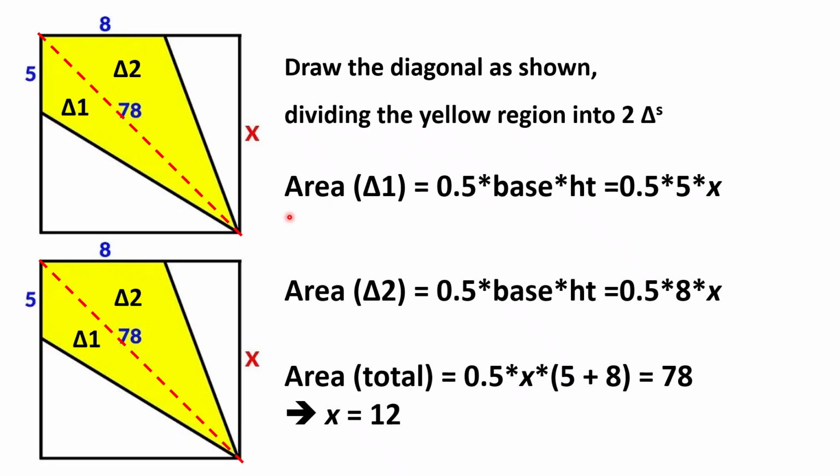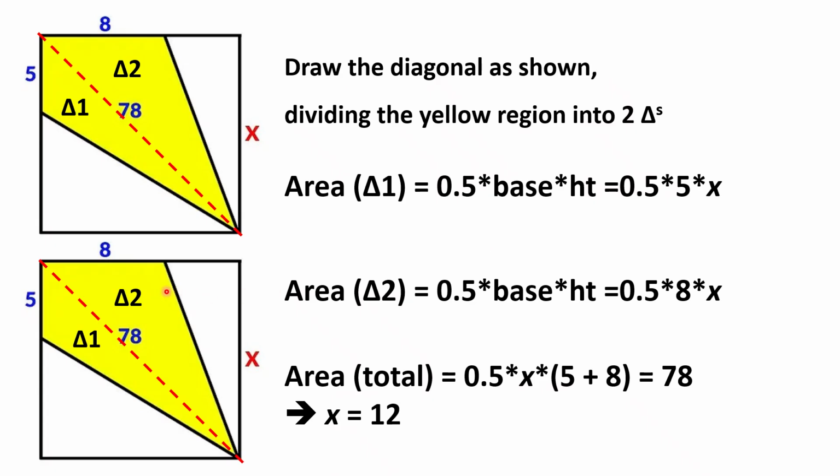Now this red dotted line, the diagonal of the square, will divide the shaded area into two triangles. The yellow region is divided into triangle 1 and triangle 2. Area of triangle 1 would be half into base into height. The base would be 5 and the height would be the distance between the two parallels, the left side and right side of the square. So 0.5 into 5 into height, which is x.